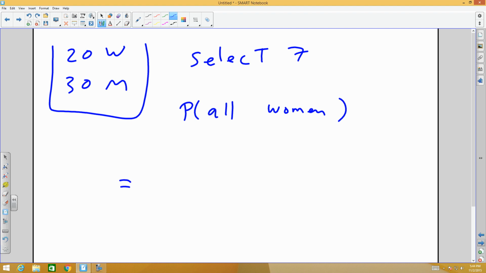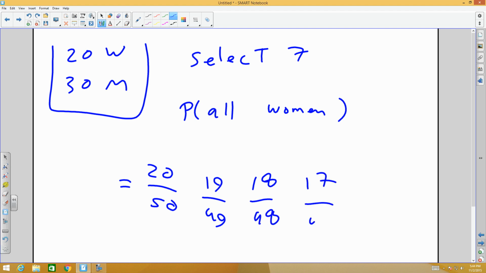No. You always answer so quickly. Think one by one. The first person selected, what's the chance it is a woman? 20 over 50. The second one selected will be a woman, 19 over 49, because it keeps reducing, right? And then keep reducing because every time you select: 18 over 48 and then 17 over 47.